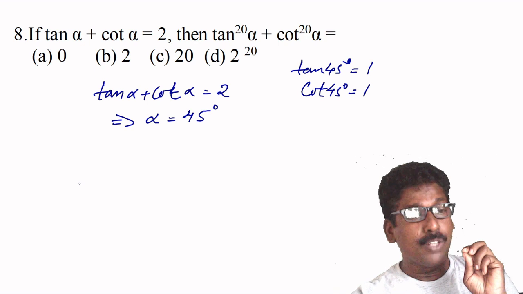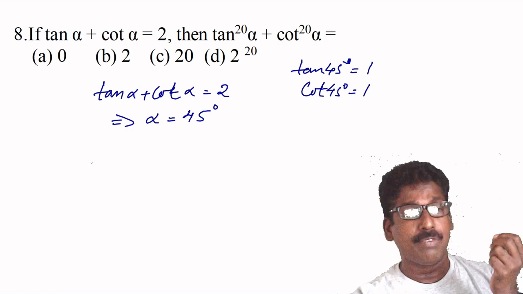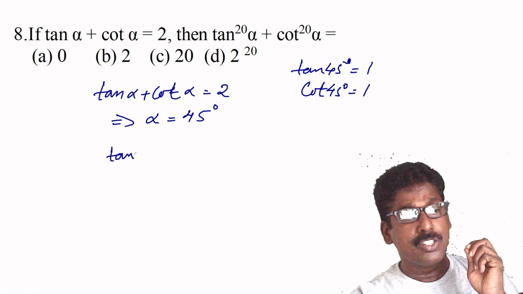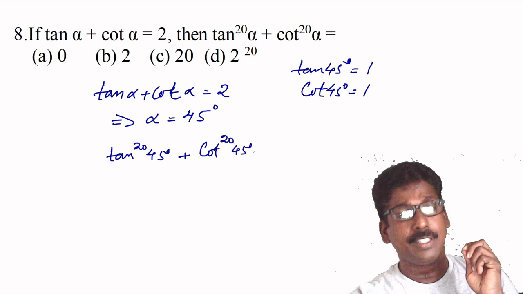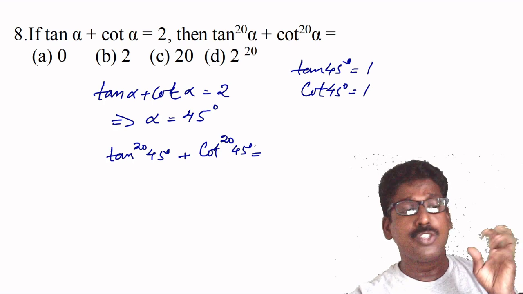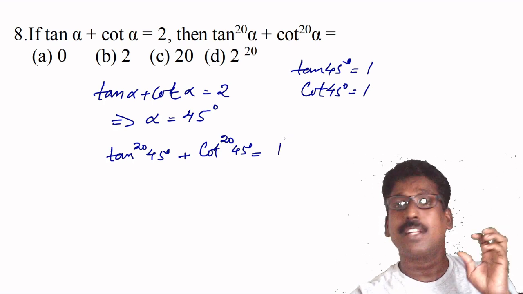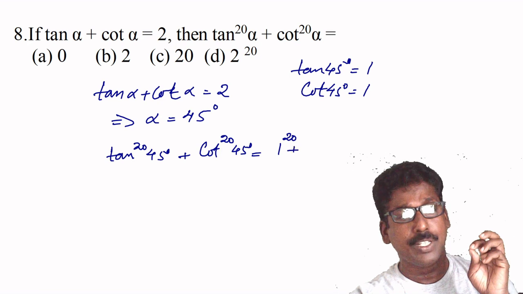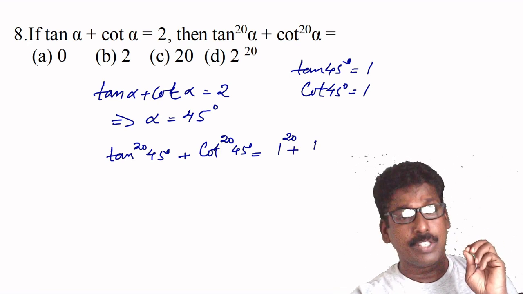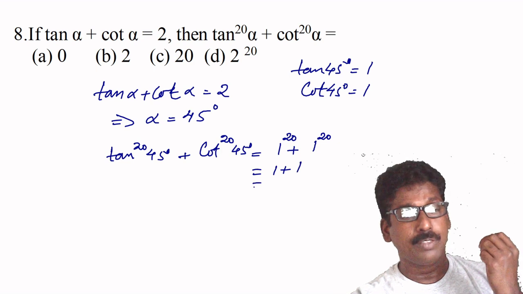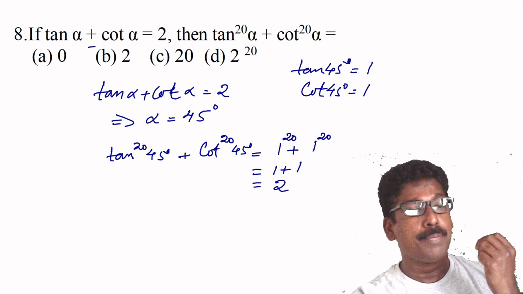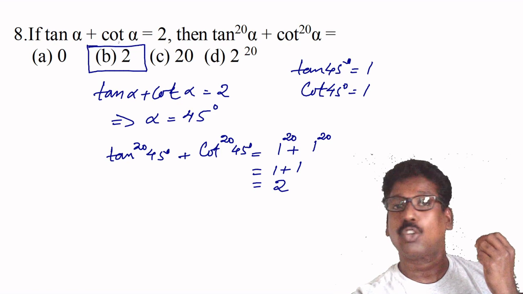Now you want to find out tan raised to 20 alpha, that means tan raised to 20 of 45 degrees plus cot raised to 20 of 45 degrees. Tan 45 is 1, so tan raised to 20 of 45 is 1 raised to 20, plus cot 45 is equal to 1, then cot raised to 20 of 45 is 1 raised to 20, which is also equal to 1. So 1 plus 1, which is equal to 2. So option B, 2 is the correct option.